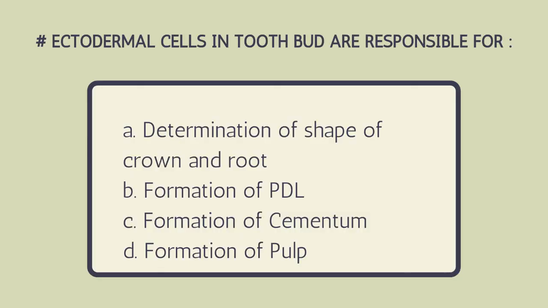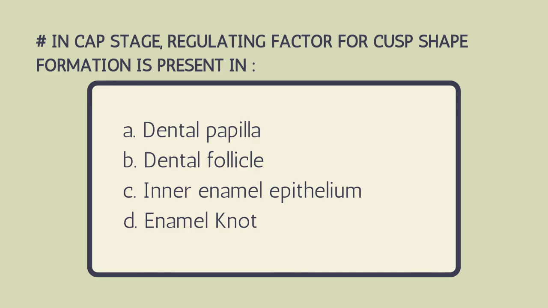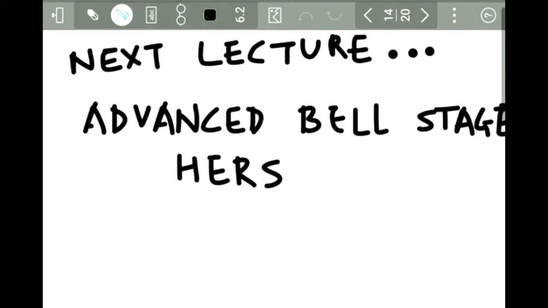Ectodermal cells in the tooth bud are responsible for determination of shape of crown and root, formation of PDL, formation of cementum, or formation of pulp? Which of the following is not an ectomesenchymal derivative? Dentine, cementum, pulp, or enamel? In the cap stage, the regulating factor for cusp shape formation is present in the dental papilla, follicle, inner enamel epithelium, or enamel knot? So in this lecture, we have covered the bud stage, cap stage, and the bell stage.